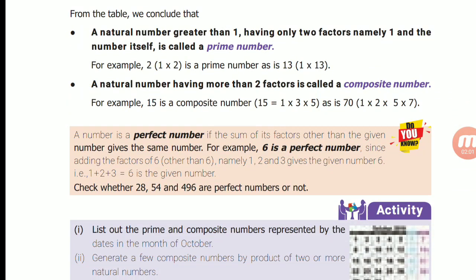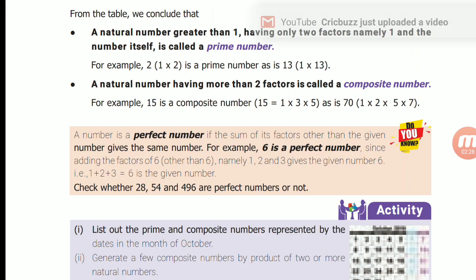What is a prime number? A number which is divisible only by 1 and itself is called a prime number. For example, 13. It is divisible only by 1 and 13 itself, so it is called a prime number. The next one is the composite number. If a number has more than two factors, that is, if it is divisible by more than 1 and itself, it is called a composite number.